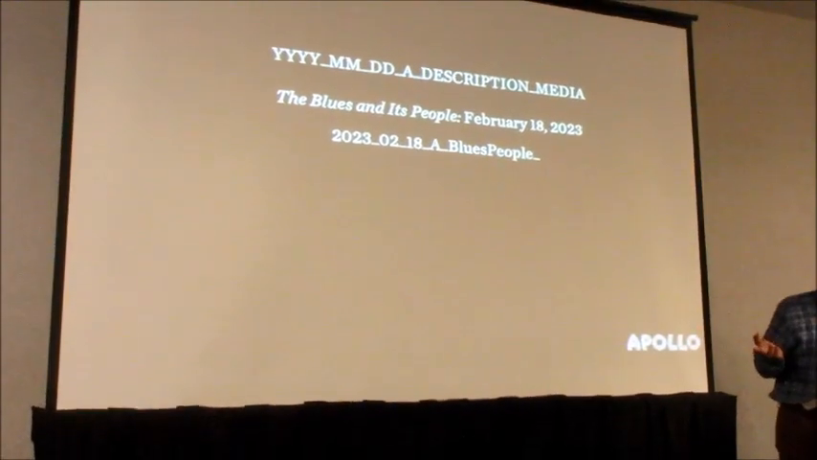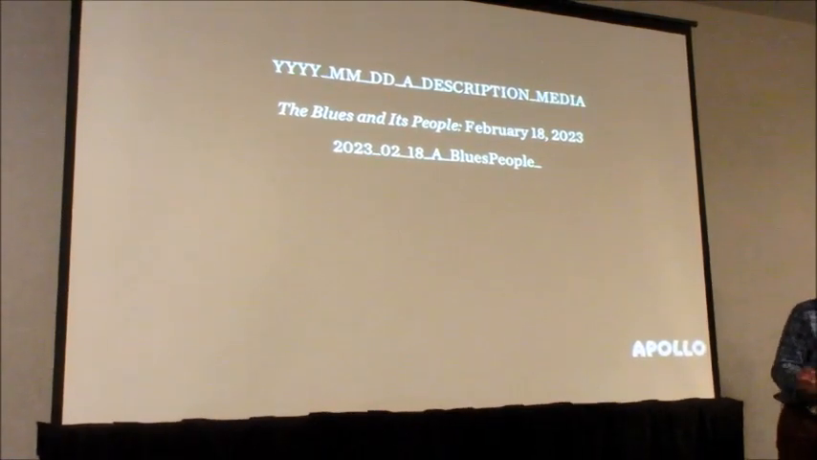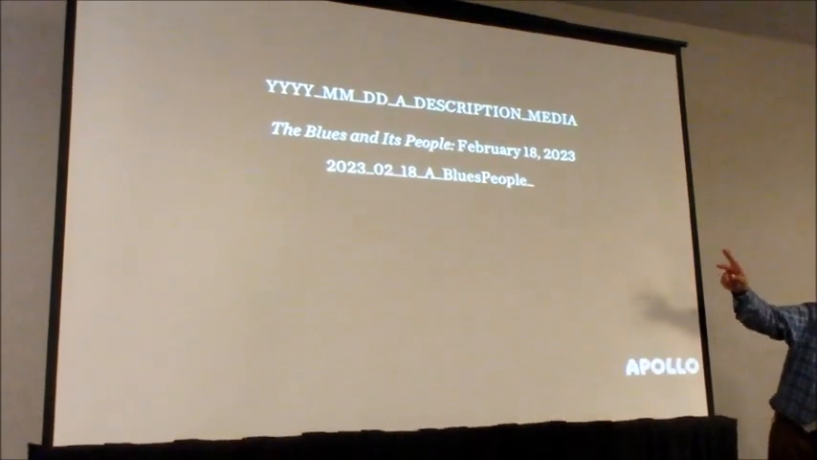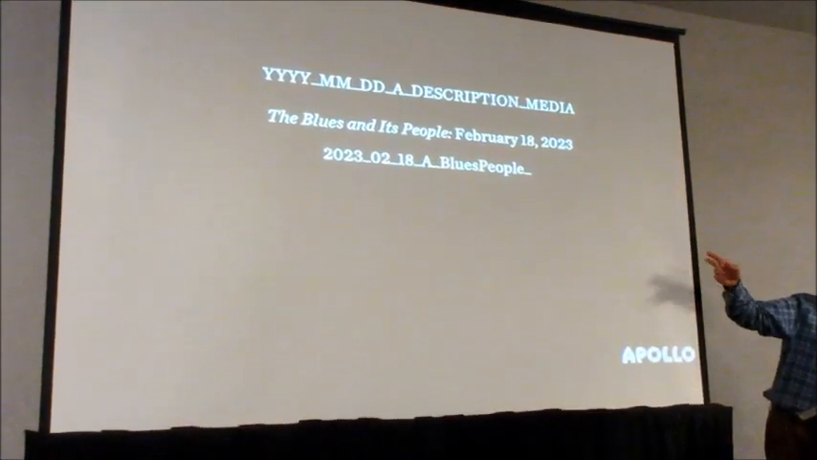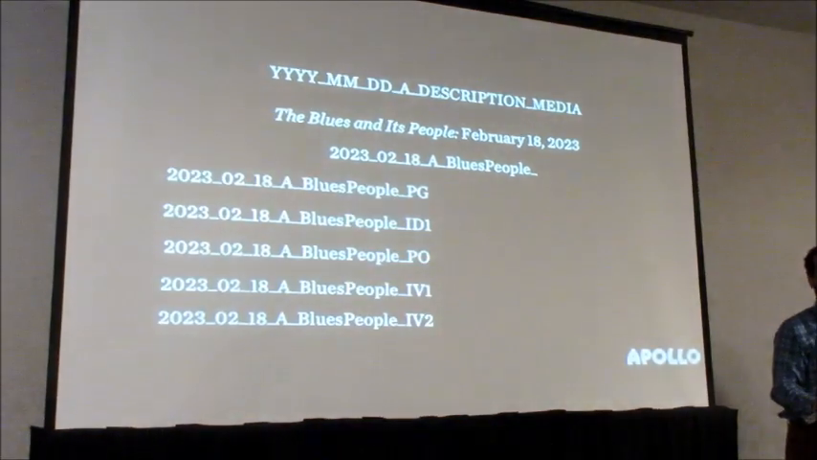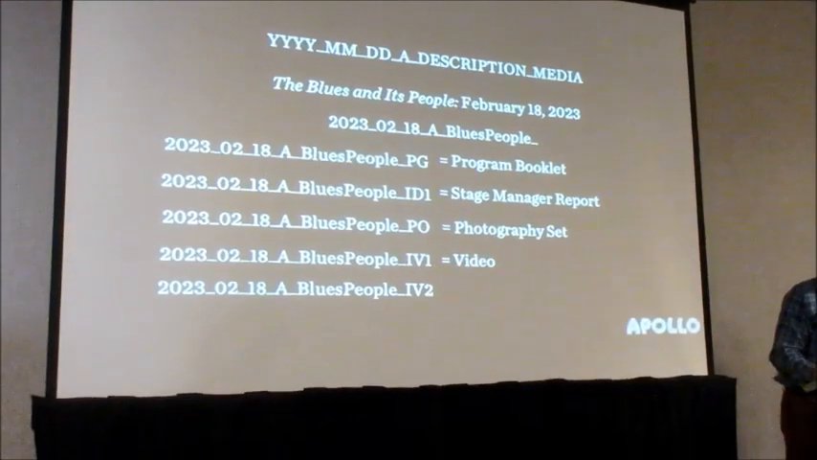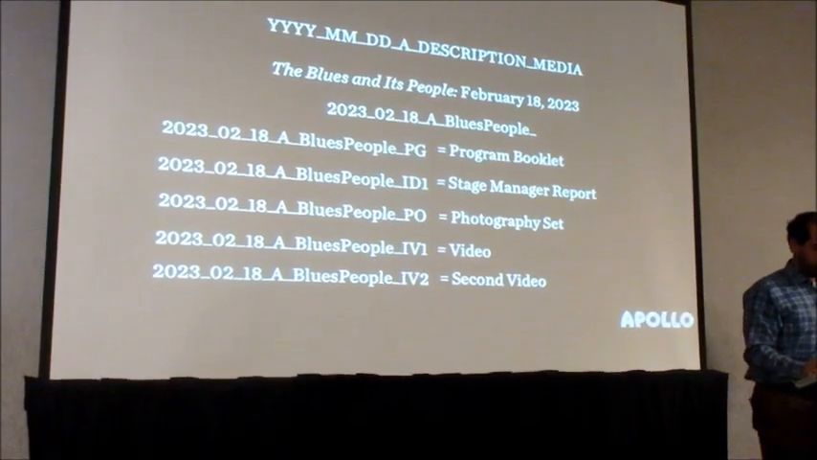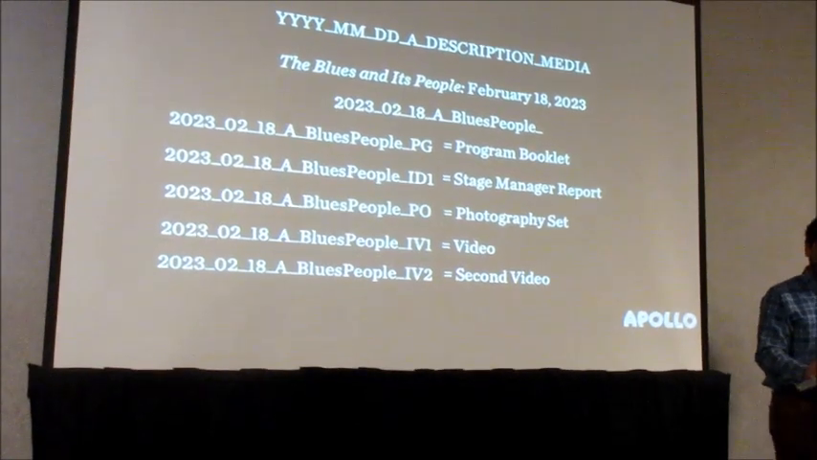We came up with a pretty simple file naming convention based on events, because almost everything in the collection is based on events. So this is a show we did earlier in the year. The naming convention is just year, month, date. A means it's an Apollo show, R would mean it's a rental, a quick description, and then just format codes: program booklets, PG, IB documents, photography, PO. They don't teach you how to do numbering systems in library school, but this has worked out okay so far.